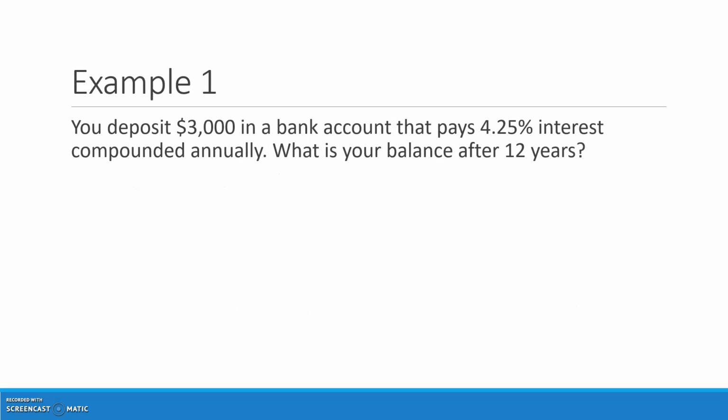All right, so you deposit $3,000 in a bank account. That's our principal. I'm going to just start labeling as we go. It pays 4.25% interest. All right, so let's look at that. That would be 0.0425. That's our rate. And our balance after 12 years, that's our time. So I'm going to start by writing my formula. You should always do that. And then I'm going to substitute in what I know.